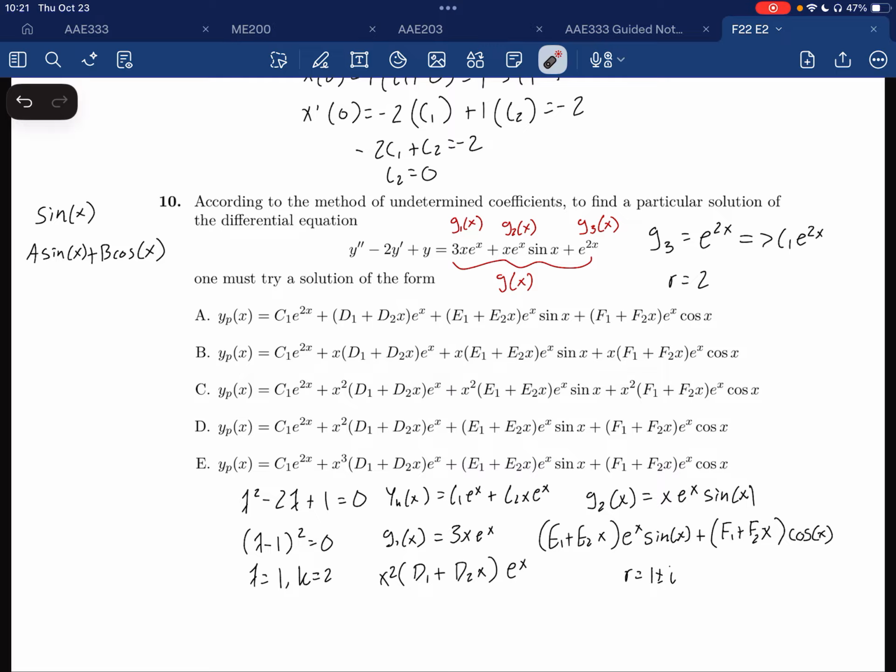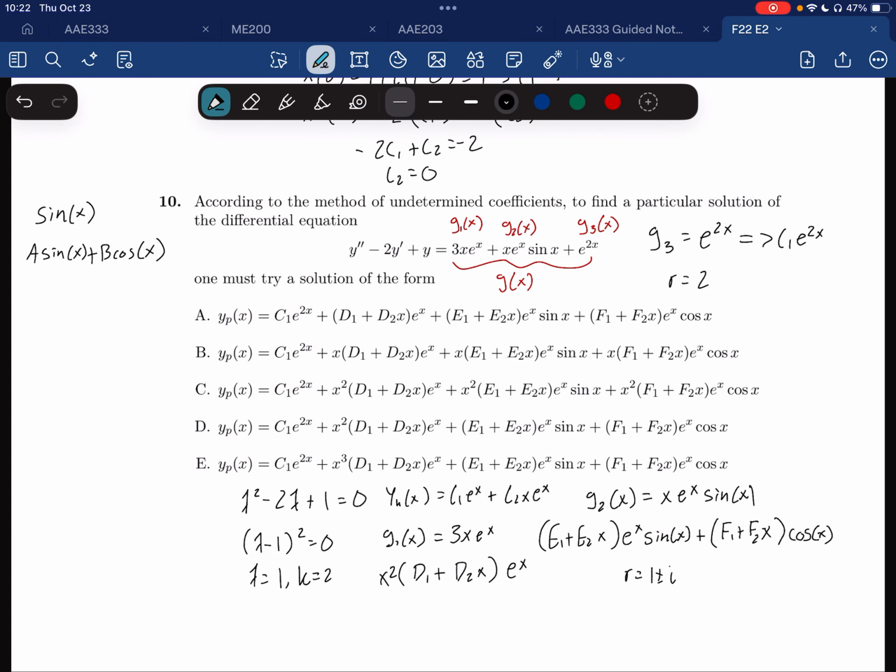I didn't talk about the homogeneous solution because we are just looking for our particular solution, as you can see here. The way we find our particular solution is we're just going to add up G1, 2, and 3. So G1, we said it was x squared, D1 plus D2x e to the x.